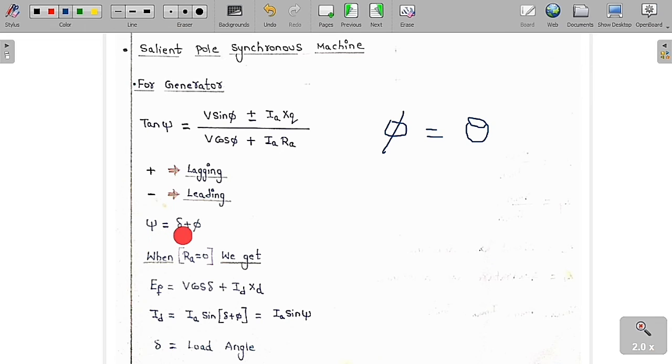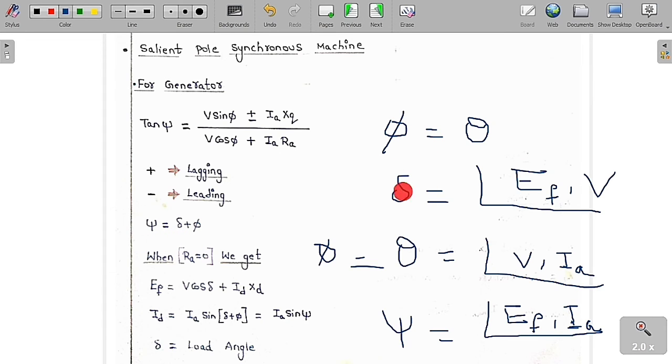Always, psi is nothing but delta plus phi. Delta is the load angle, the phase angle between the EF and the V. Phi is equal to theta, the power factor angle, which is the angle between the V and Ia. And psi is the phase angle between the EF and the Ia. So delta is called the load angle or torque angle, theta is the power factor angle, and psi is the internal power factor angle, because it is the angle between the EF and Ia. This is the convention we are going to use: psi is equal to delta plus phi.